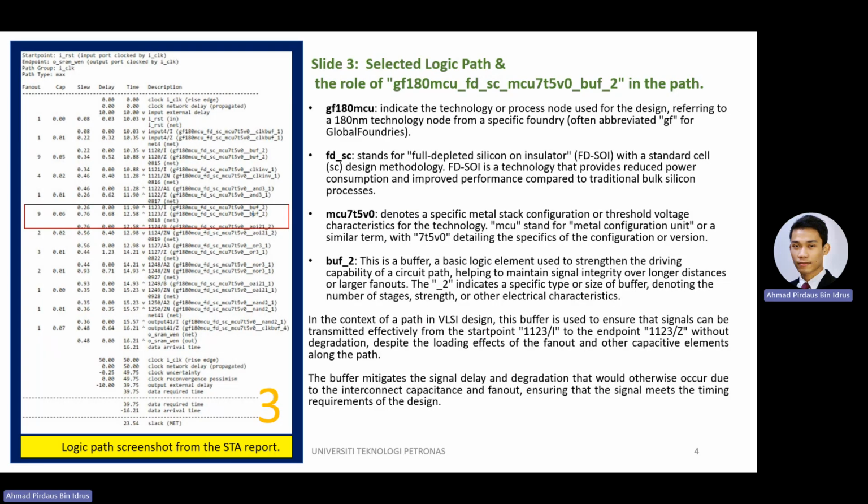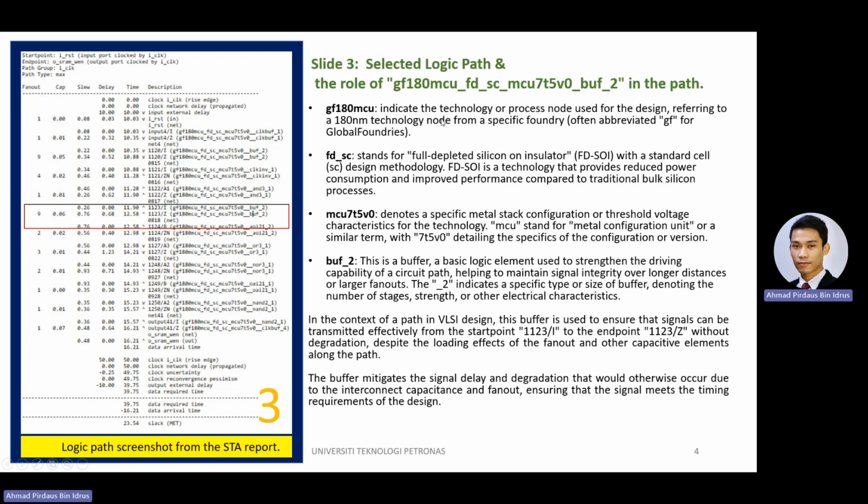And next is the selected logic path and the role. This is the logic path screenshot from the STA report that we have run in the program. We have selected this here, the fan out 9, as you can see, and the capacitance 0.06. And then this is the GF180 MCU. What does that stand for?